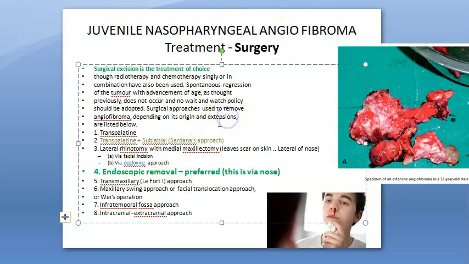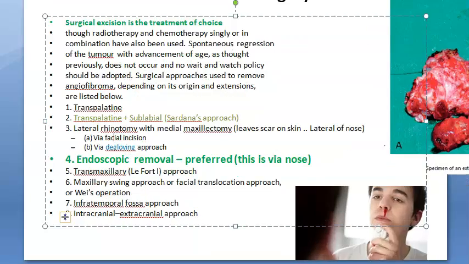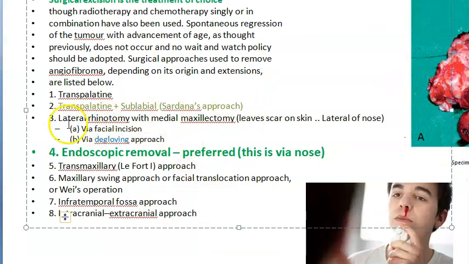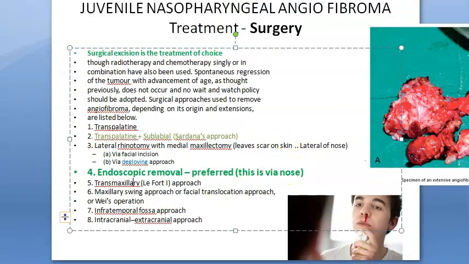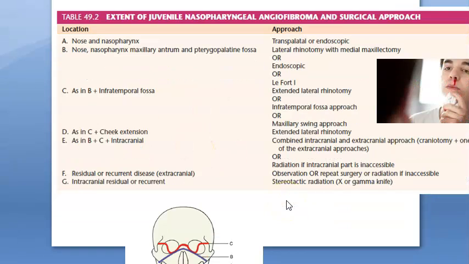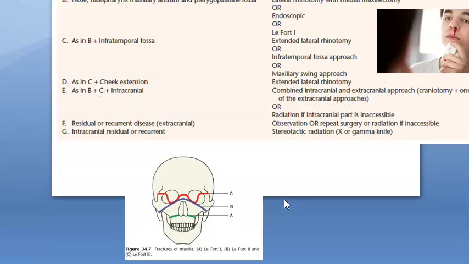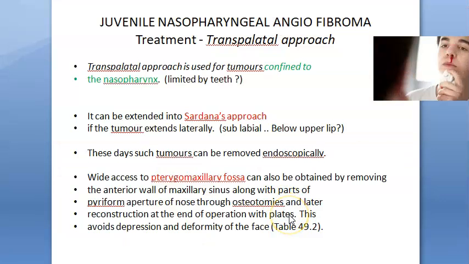Now, treatment we have to look at. Surgical excision they will do. There are so many techniques, guys, like transpalatine plus sublabial, which is called the Sardana approach. Then endoscopic removal via the nose, right? This is very much preferred. There are a lot of other approaches. We will look at this in the next video, okay? Based on the location of this angiofibroma, they will decide the approach. All this we have to look at in the next video.